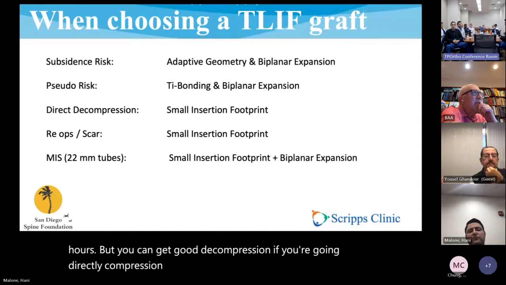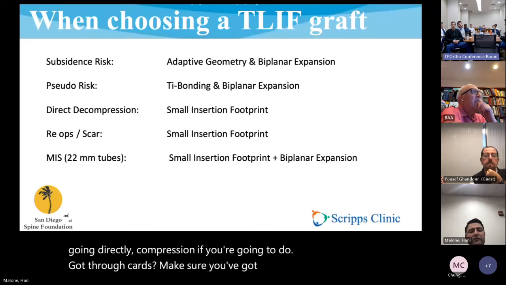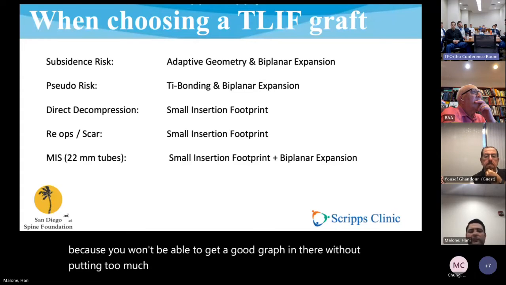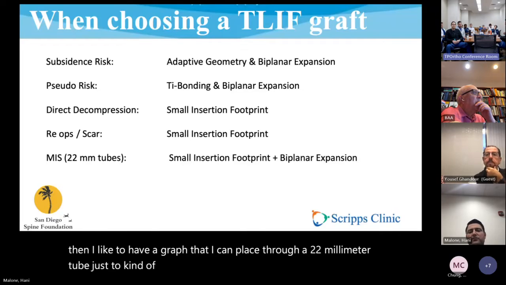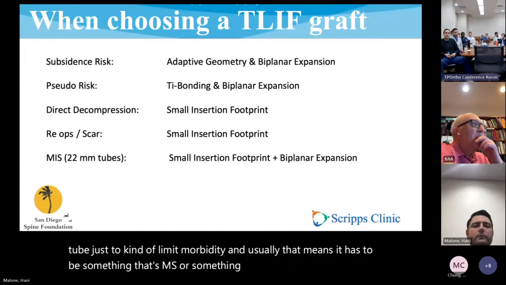If you're going to do a re-op through scar, just make sure you've got a small footprint because you won't be able to get a good graft in there without putting too much traction on the traversing or exiting nerve roots. And then I like to have a graft that I can place through a 22 millimeter tube just to limit morbidity. And usually that means it has to be something that's MIS or something that's expandable.